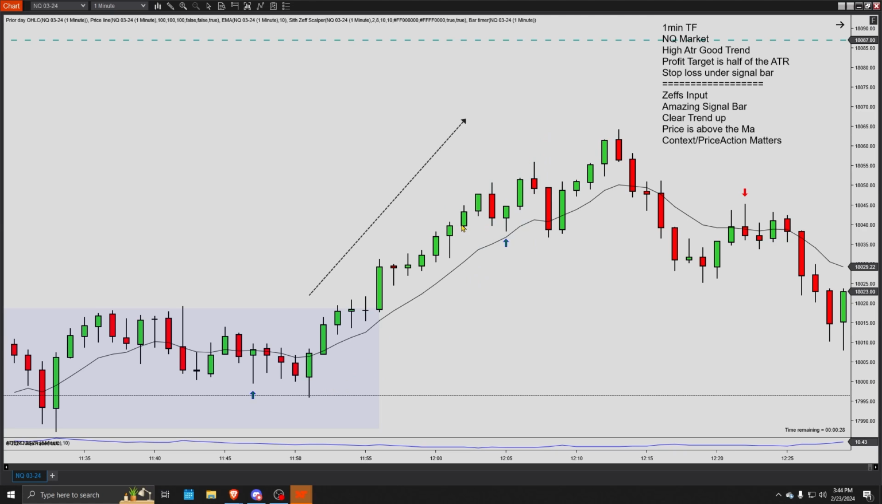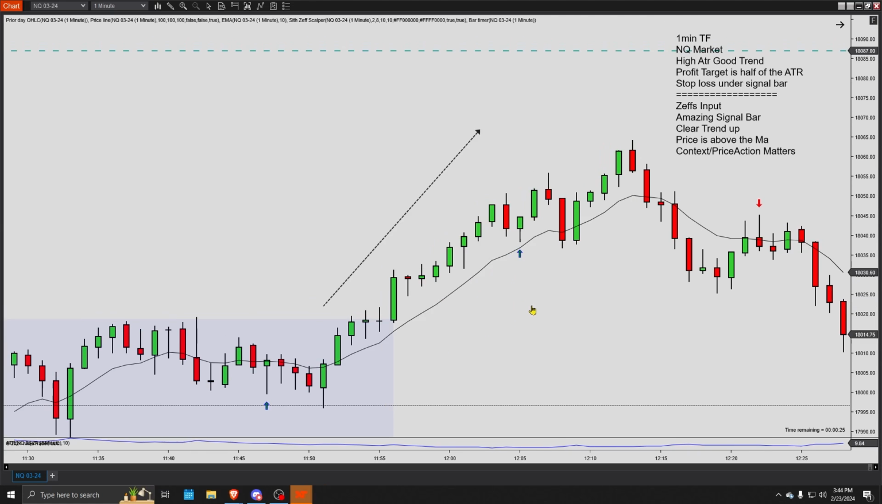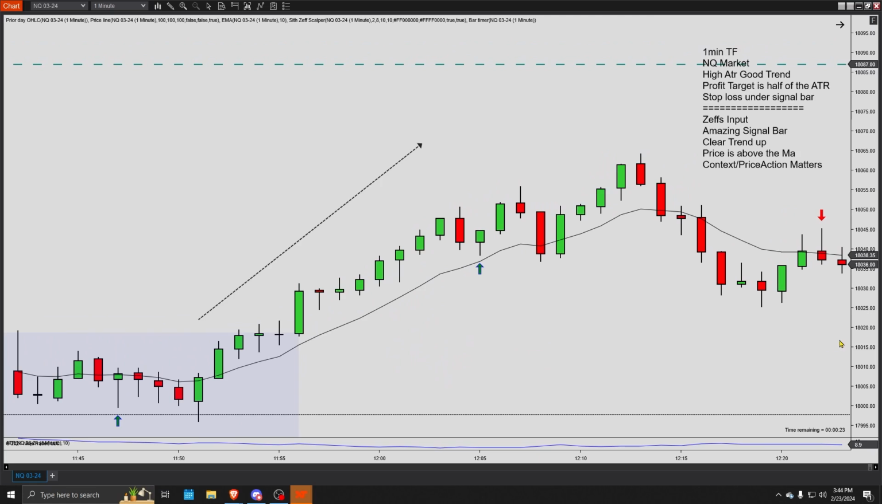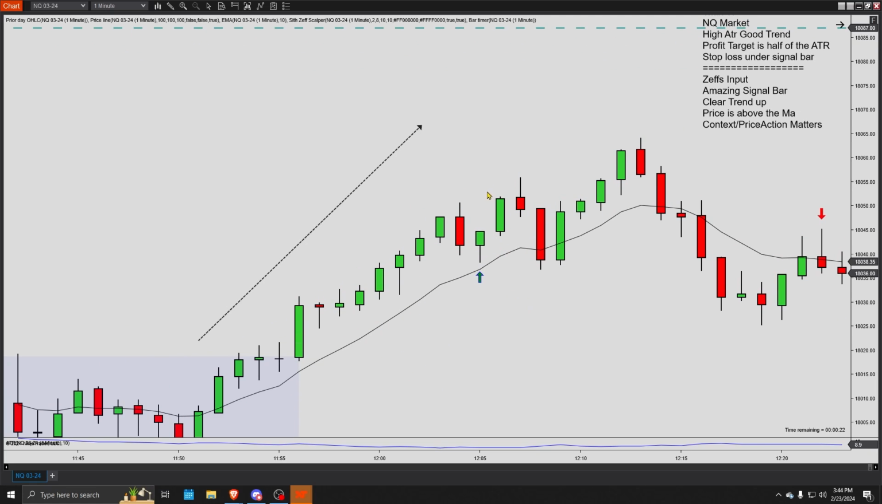You got a clear uptrend. Price is way above the EMA. Multiple green bars closing on its high. Our ATR is good. We're going for half of an ATR point, and we'll enter with one tick above our signal bar. Perfect signal bar, meets the criteria, and our stop loss goes below. So that's an amazing trade right there.